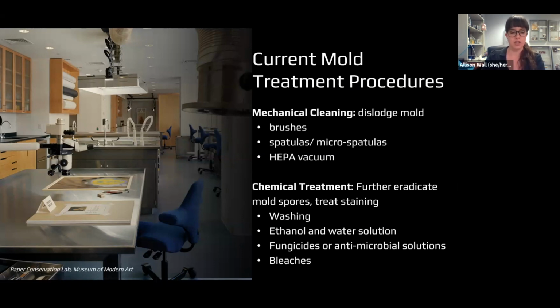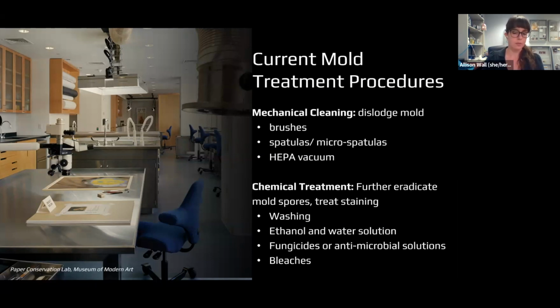First, the object is mechanically treated to remove any visible mold on the surface. This typically consists of dislodging the mold with a brush or a spatula, and then treating it with a HEPA certified vacuum to remove the spores. The conservator will then chemically treat the object both to remove the embedded spores to prevent regrowth and to lighten any stains that are left behind. That way the object is still readable.